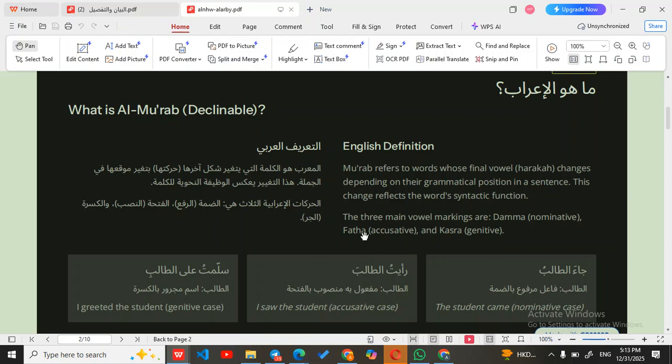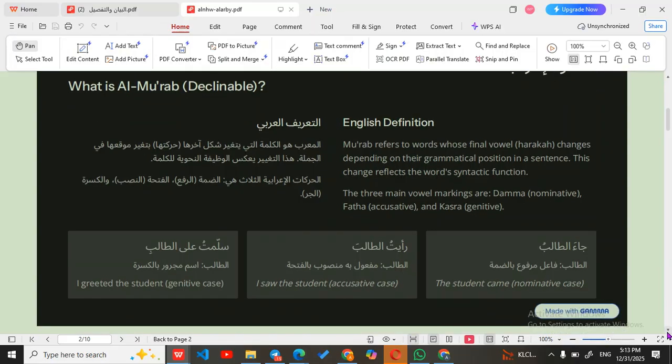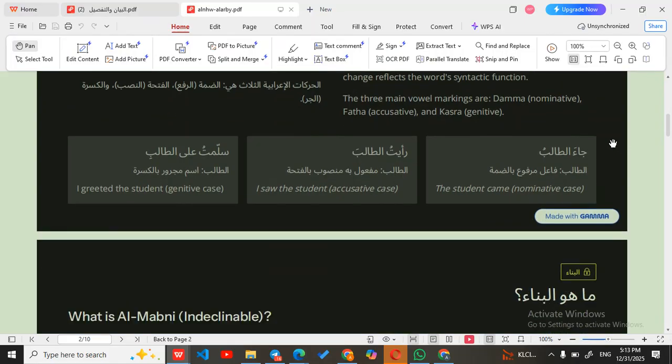Now, فهذه الحركات الإعرابية الثلاث هي الضمة يسمى بالرفع، الفتحة يسمى بالنصب، والكسرة يسمى بالجر. So these are the three main vowel markings: damma, which is nominative case, and fatha, which is accusative, while kasra is genitive case. Now, for an example here, we have ja'a at-talibu. The second example, ra'aytu at-taliba. The third example, sallamtu ala talibi. As you can see, the word talib in the first example ended with damma, which is rafu'. In the second example, at-taliba ends with fatha, which is nasb. And in the third example, at-talibi ends with kasra, which is majrur.